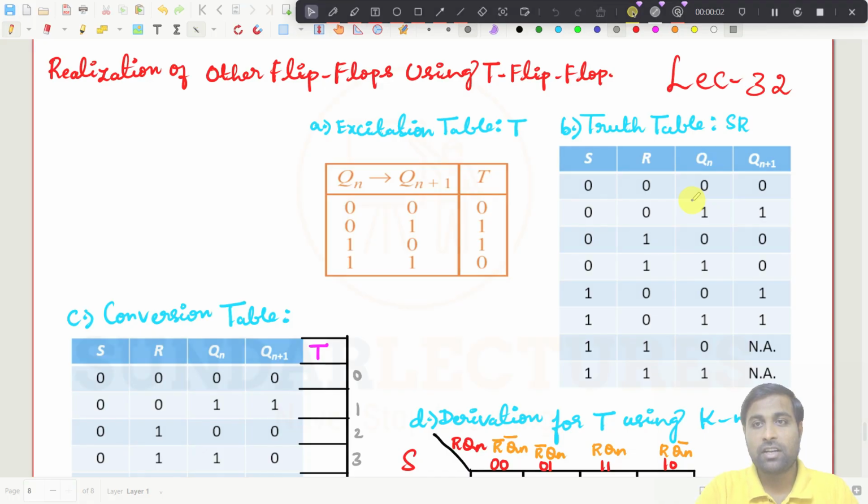Welcome to Sundar's lecture. This is lecture number 32, and in this lecture we are going to see realization of other flip-flops using a T flip-flop.